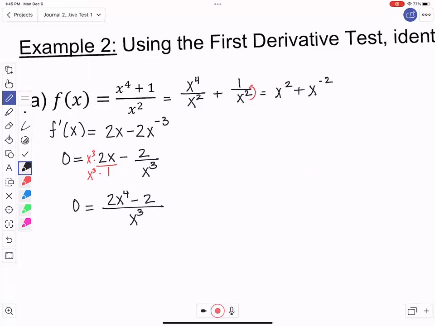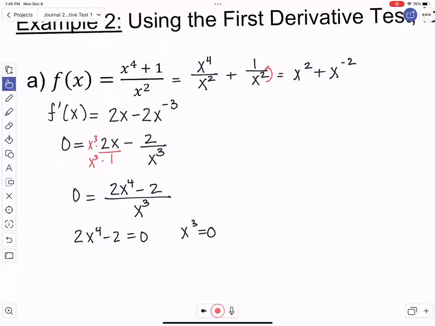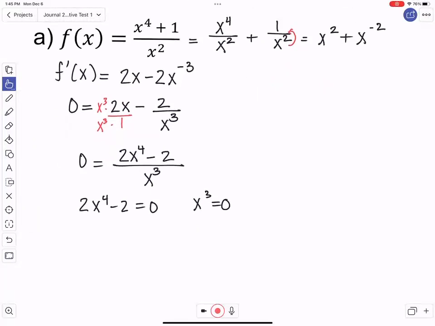So with fractions, you need to set the top and bottom equal to 0 to find critical points. So I'm going to take the top and set it equal to 0, and x cubed equal to 0. Clean this up a little bit. This one's pretty easy. If I take the cube root on both sides, x is just going to be equal to 0.